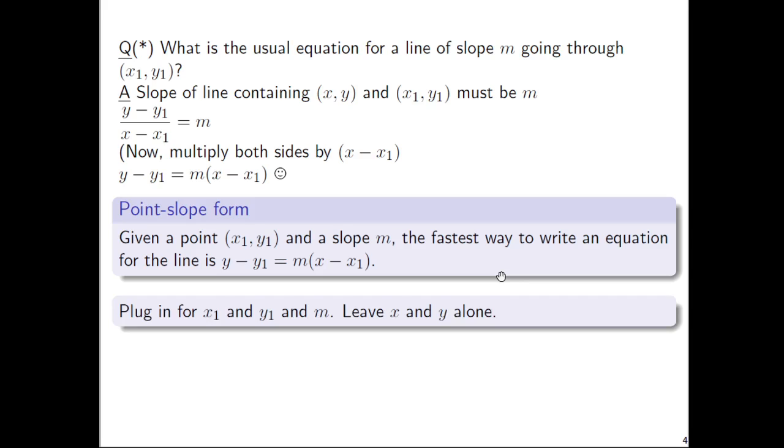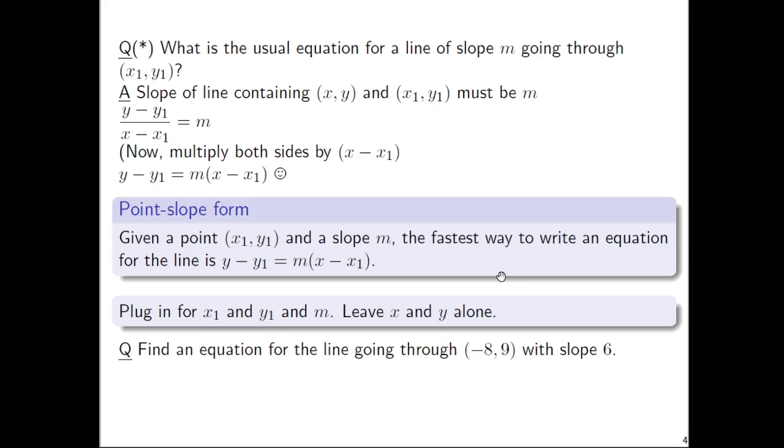So the thing to do, just as a reminder from last time, is when you are using this form of a line, plug in for x1 and y1 and m and leave x and y alone. Now, I know that a lot of students don't like this form, but it is my expectation that you use the appropriate form each time. So if you just favor some other form of a line without looking at this, that is going to probably get you in trouble in this class. So please pay attention to this form as well. Please don't ignore this form of a line.